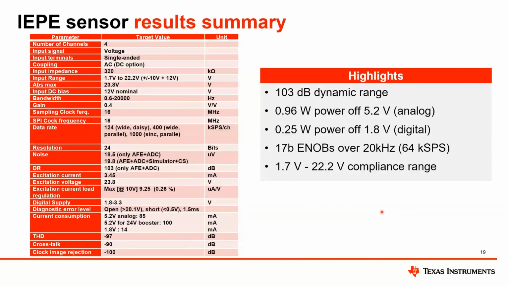So here is a more detailed summary of measurement results. Again, I'm highlighting here the 17 bit of effective number of bits over 20 kilohertz, and the high compliance range of our current source, low power dissipation, which goes around 1 watt for the 4 channels, including the current source, and the more than 100 dB of dynamic range.